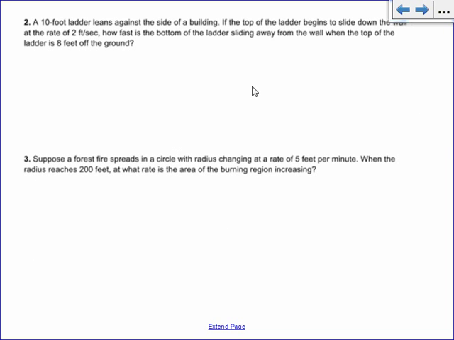So number 2. It says a 10-foot ladder leans against the side of a building.